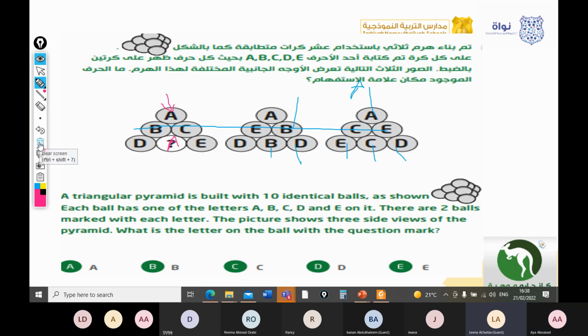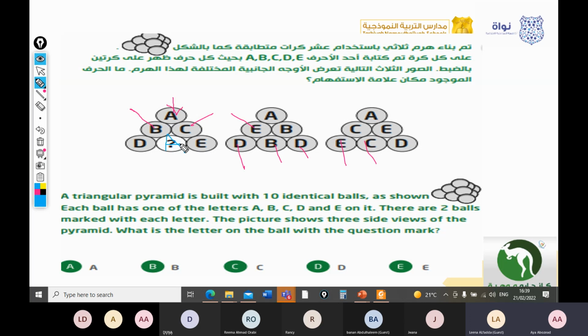Again, each ball repeated two times with the same letter. So up you found the ball A. In the second one you found B, C, E. So now you take each letter as one time. Down you found D two times. One from this side and one from the other side. B is repeated up and down. C is repeated up and down. E is repeated up and down. So only A you found up. Where is A down? So the missing letter is A.